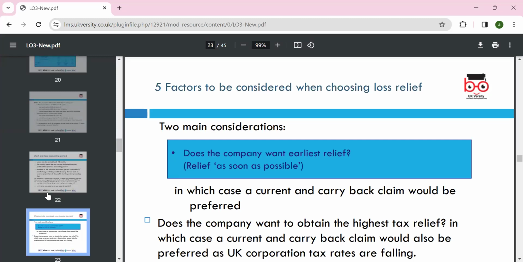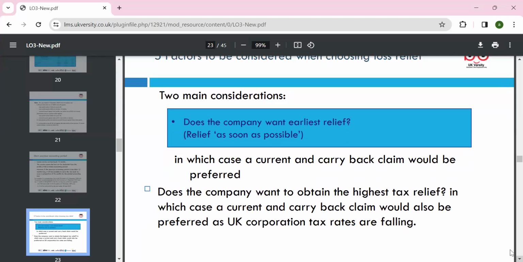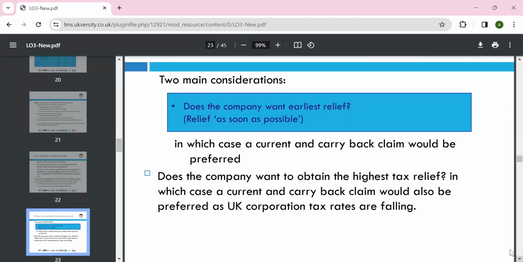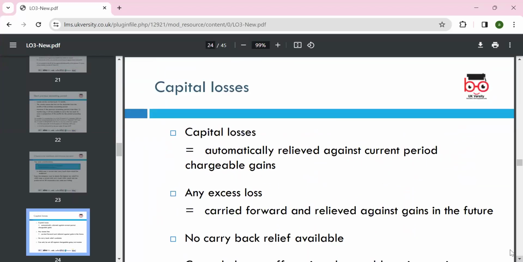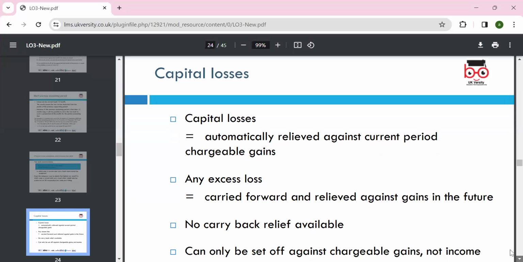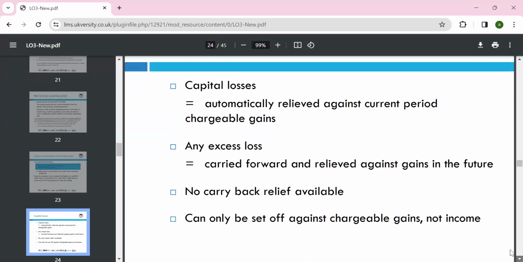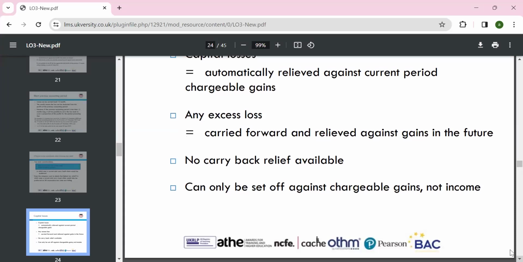Okay, then the factors to be considered when choosing the loss relief: two main considerations. Does the company want earlier relief as soon as possible? Sometimes companies can claim because they are expecting to do some trading and make more profit, and we can adjust it and reduce our tax bill. Capital losses are automatically relieved against the current period chargeable gain. Any excess losses are carried forward and relieved against future gains. No carry back relief is available, and they can only be set against the chargeable gain, not the income.